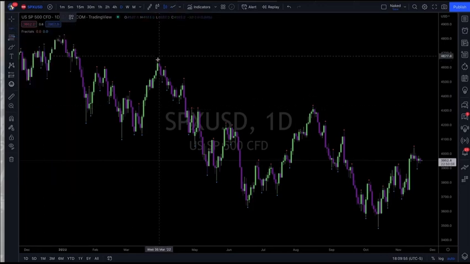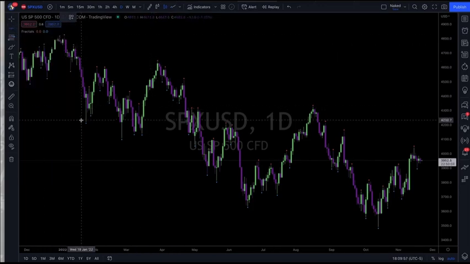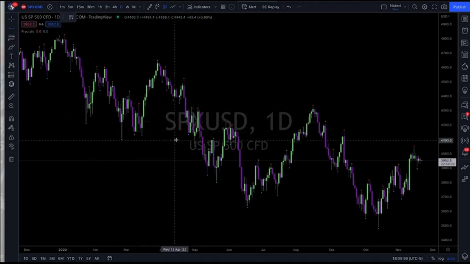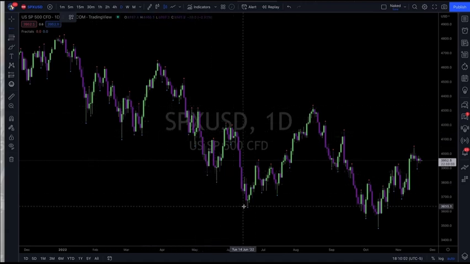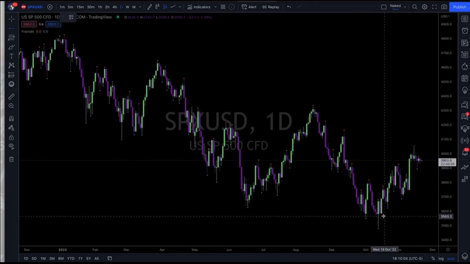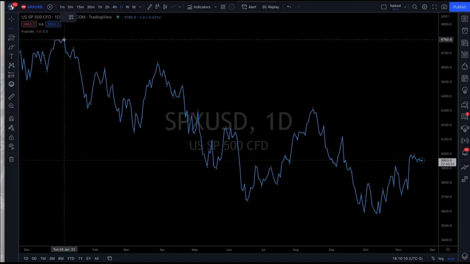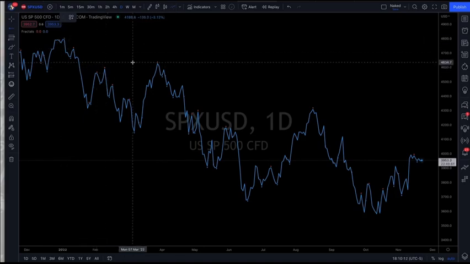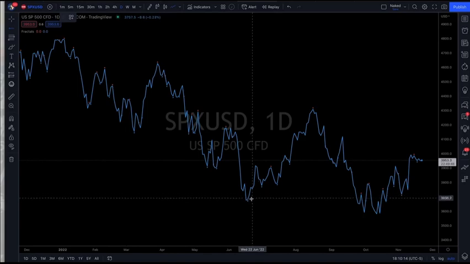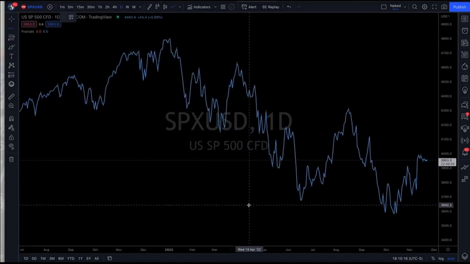I'm going to go to the line chart. First, before I do that, take a look at these wick zones. Pay attention to where all the wicks sit. All of the wicks, pay really close attention. I'm going to go to the line chart. So support and resistance is just areas where price is rejected at more than one time. That's in here.